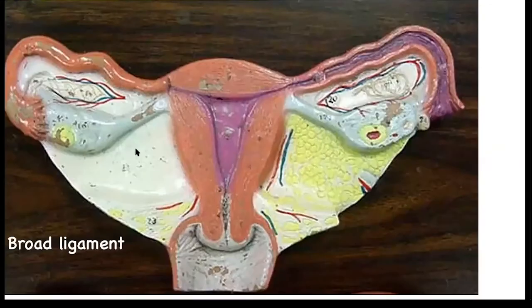This is an older model of the internal genitalia, but what I like about this model is that you can see the broad ligament located here. The ovarian ligament is this structure, ovary, fimbriae with the infundibulum of the oviduct, ampulla of the oviduct, isthmus of the oviduct. Uterus.